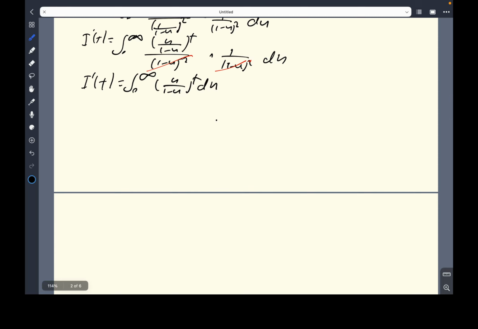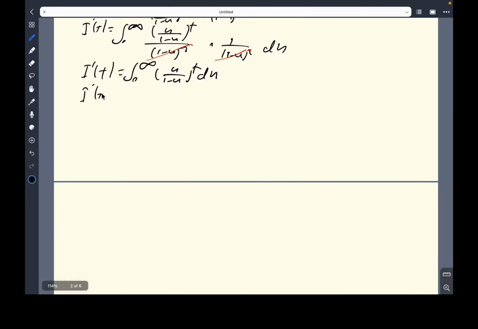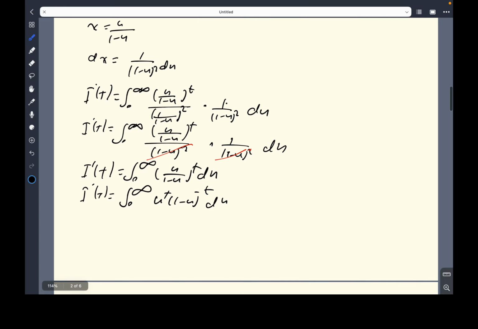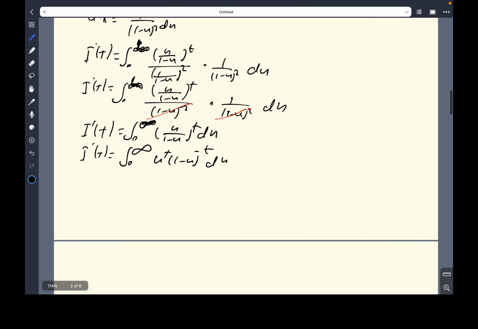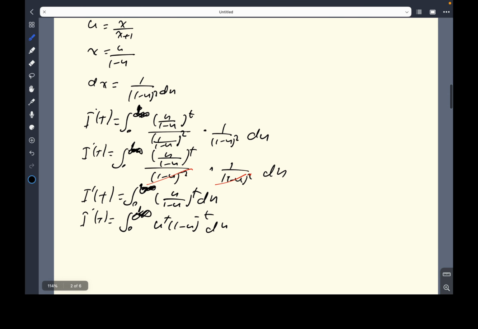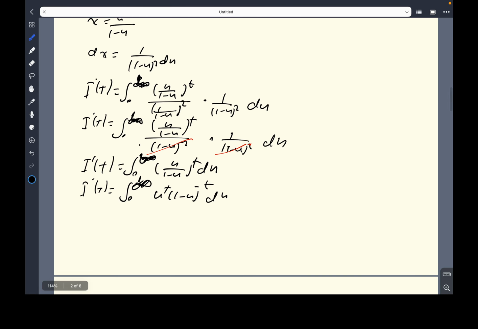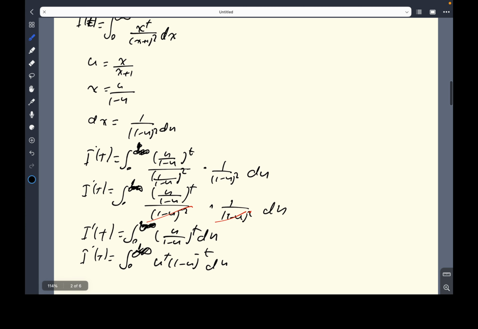Now I can write I prime of t as the integral from 0 to infinity of u to the t times 1 minus u to the power of negative t du. I apologize, I should have changed the bounds of this integral to 1. I just forgot. The minute I stopped to tell you something, I said never mind, but I meant to change the bound of this integral to 1.